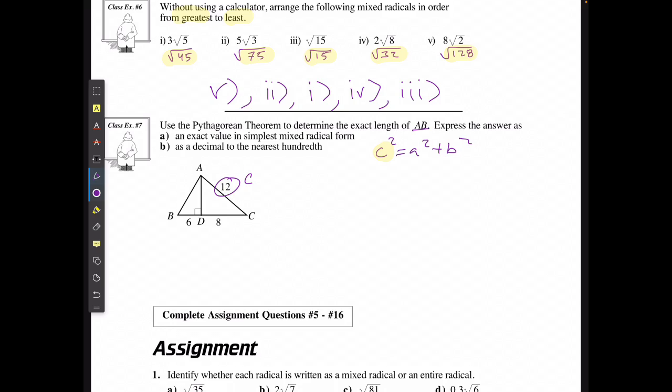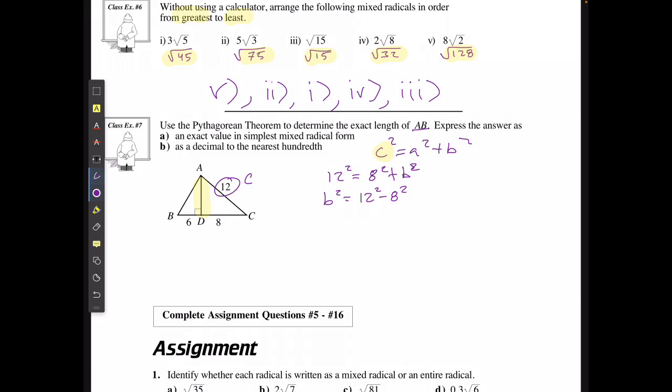So the first thing I'd have to do to find AB is I need to find their shared side length, which means that I can say that 12 squared is equal to 8 squared plus b squared, which means that b squared is going to equal 12 squared minus 8 squared.